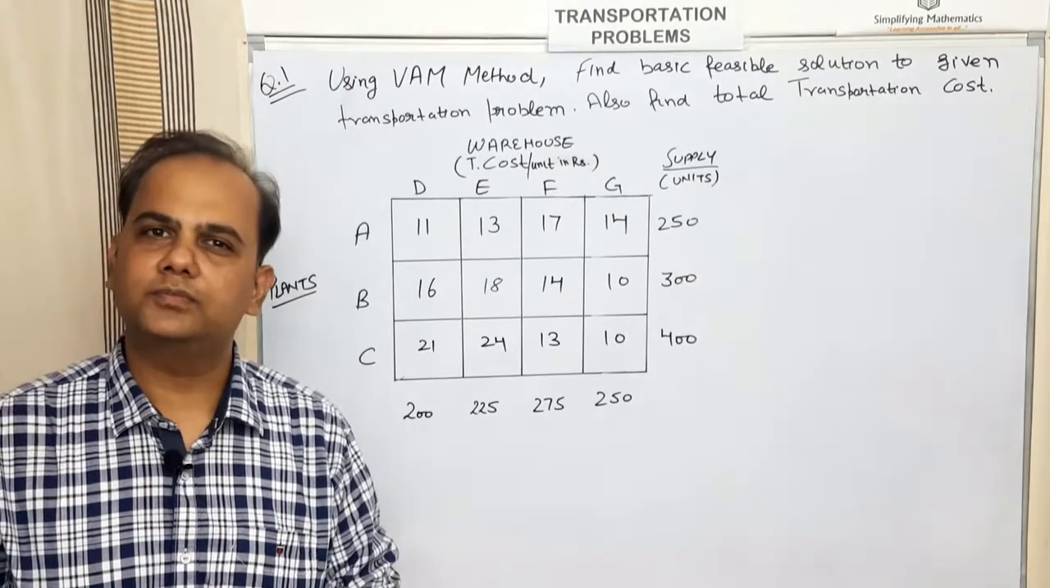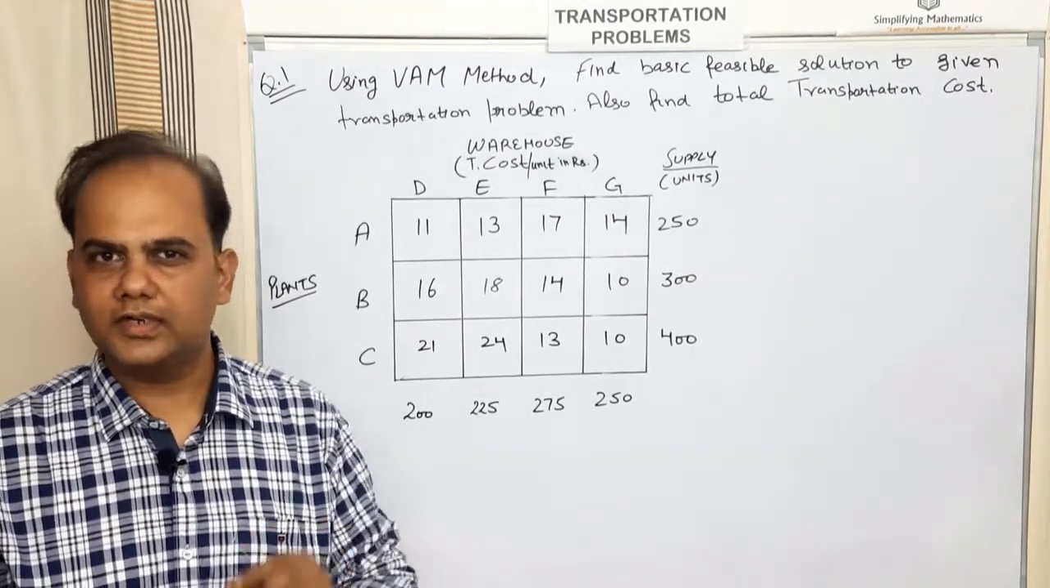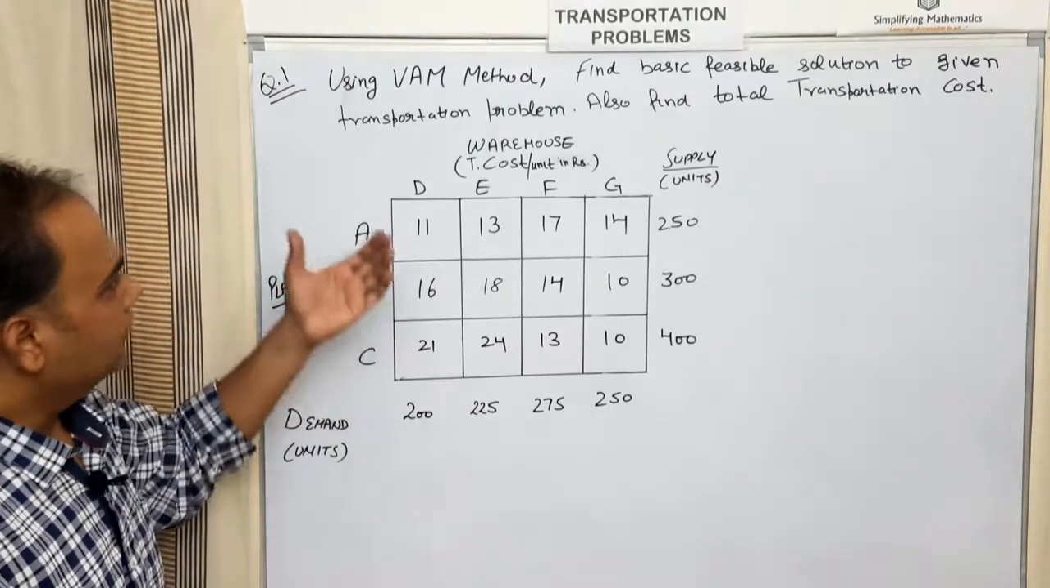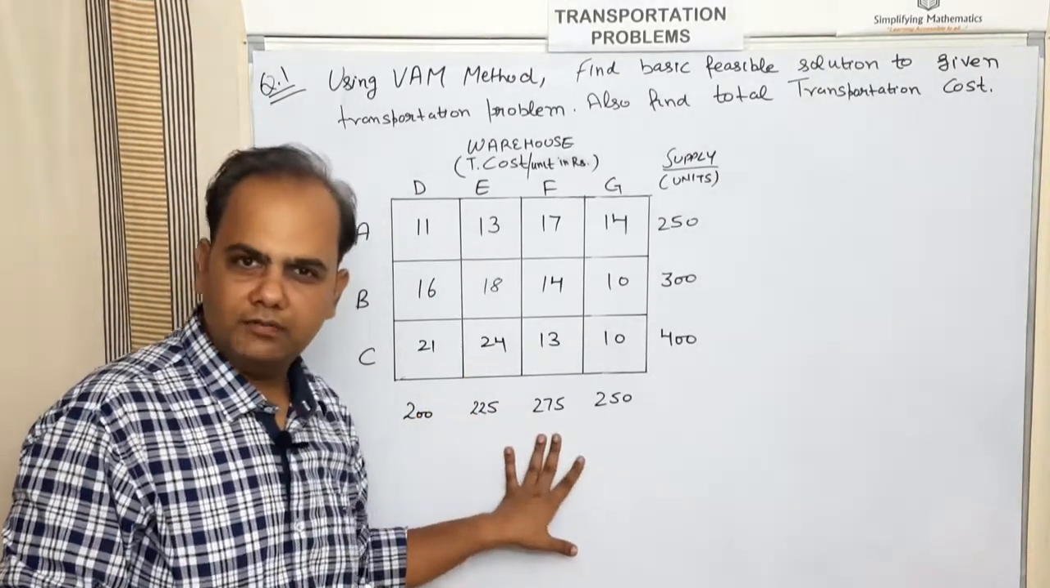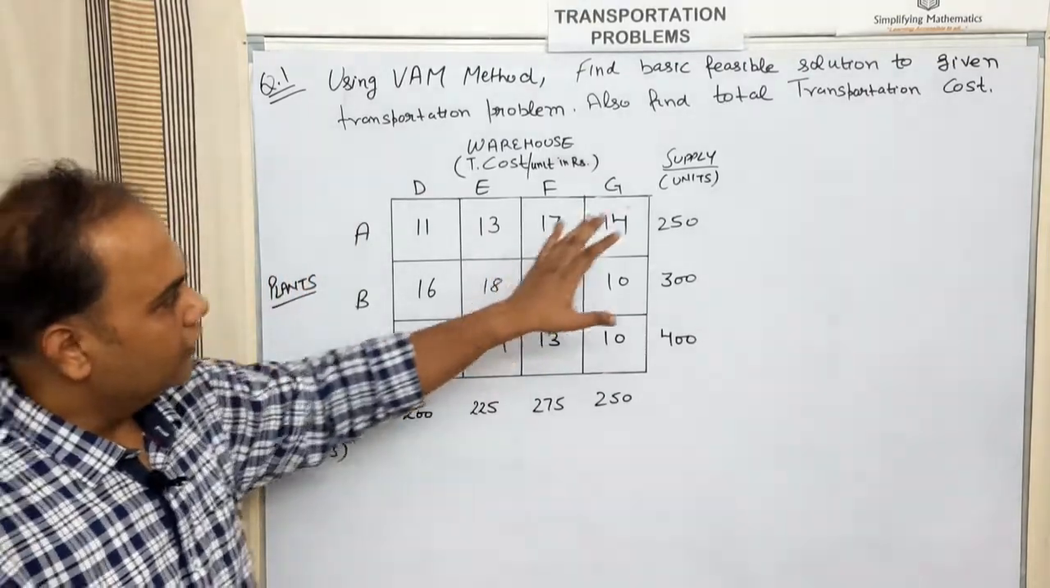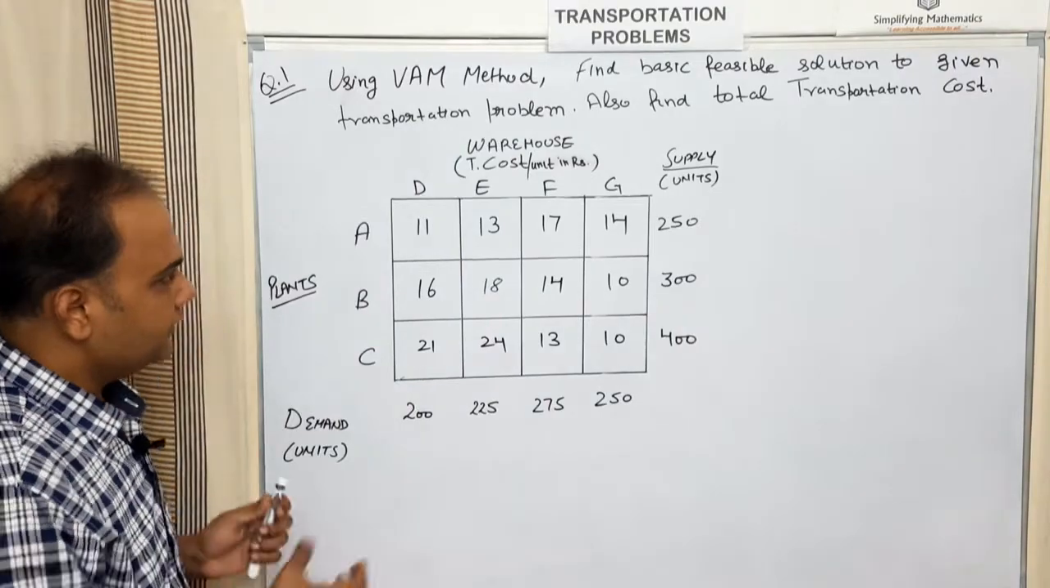In this part of transportation problems, we are going to take some important numericals on this model. Starting with the first problem: using Vogel approximation method, find the basic feasible solution to the given transportation problem. You also have to find the total transportation cost. Now let's understand this problem.